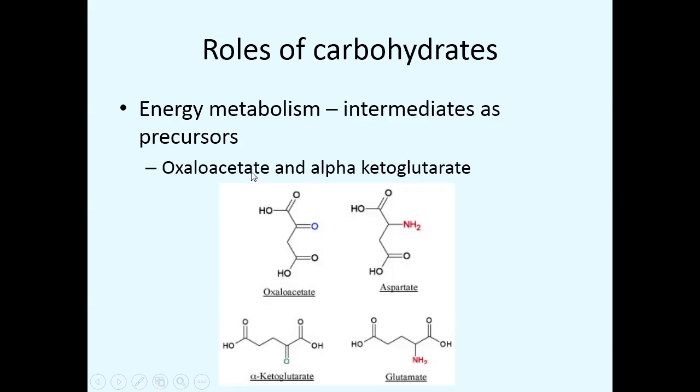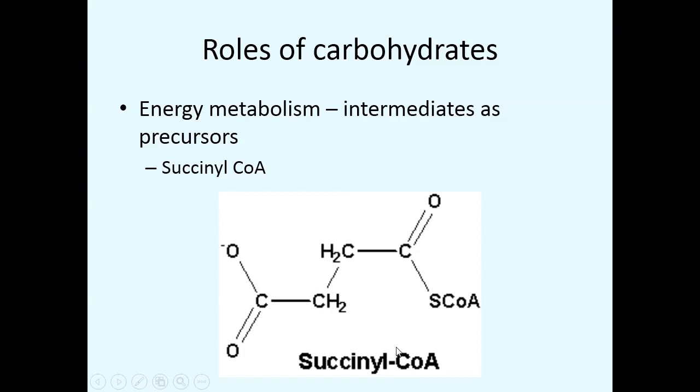Oxaloacetate and alpha-ketoglutarate are also intermediates of the Krebs cycle. In addition, these are precursors to the amino acids aspartic acid and glutamic acid, respectively. The structures are shown in the figure.